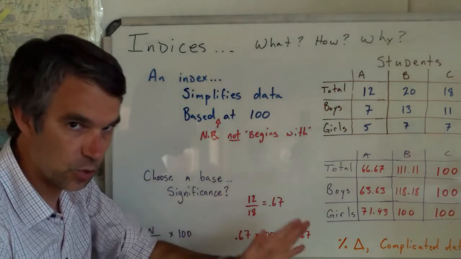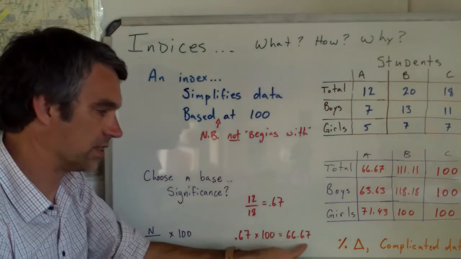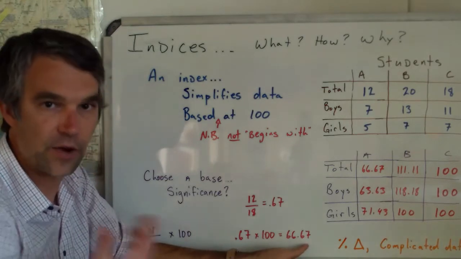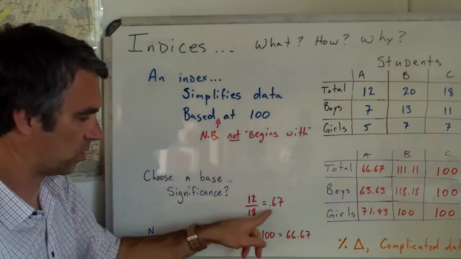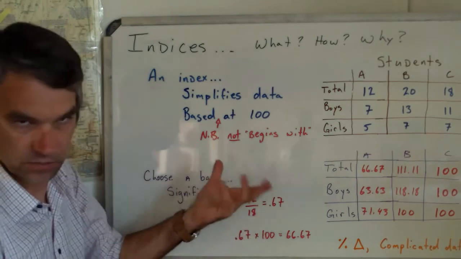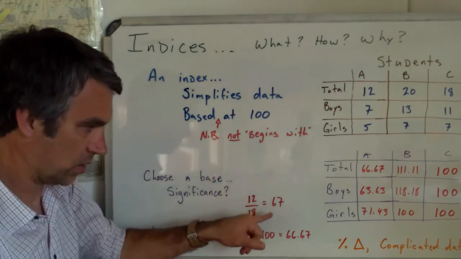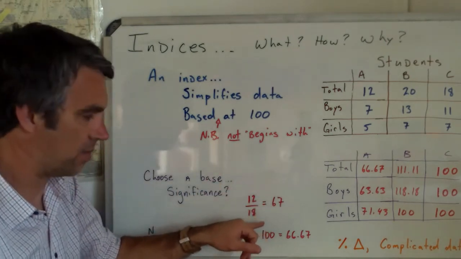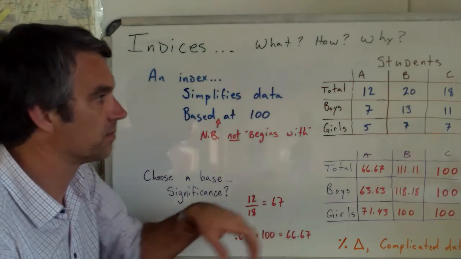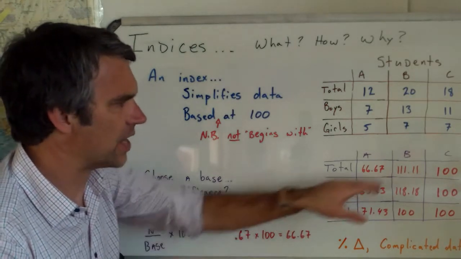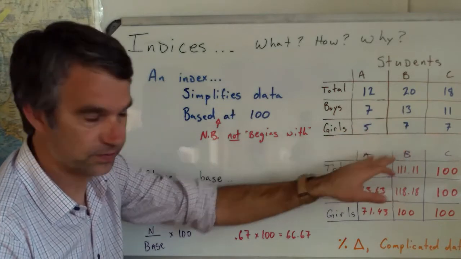66.67. Quick note, in IB, you're always expected to go to 2 decimals and round to the second decimal. So of course, this is actually going to be 6 repeating, which produces, when you round it correctly according to IB, these 2 results. And then I do the same thing for boys and girls.